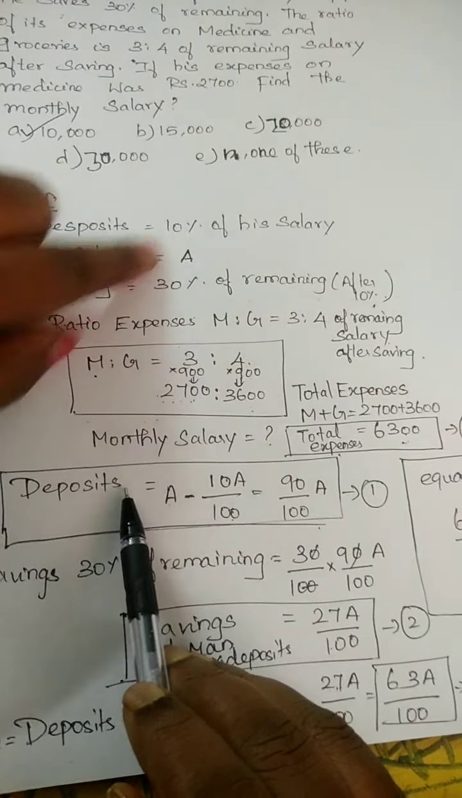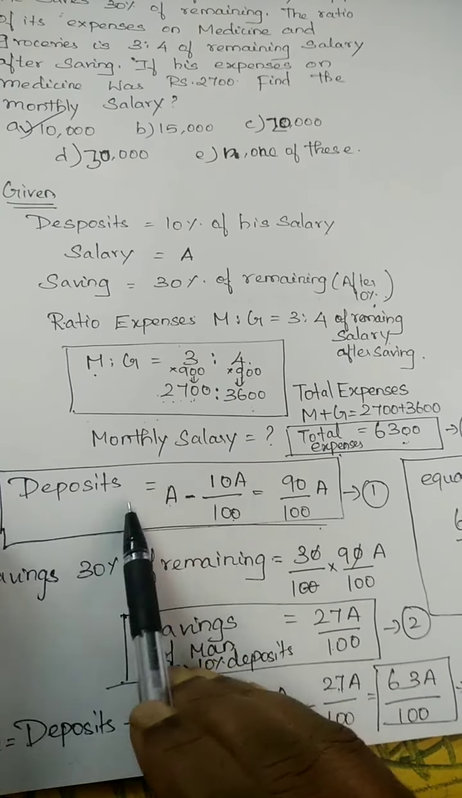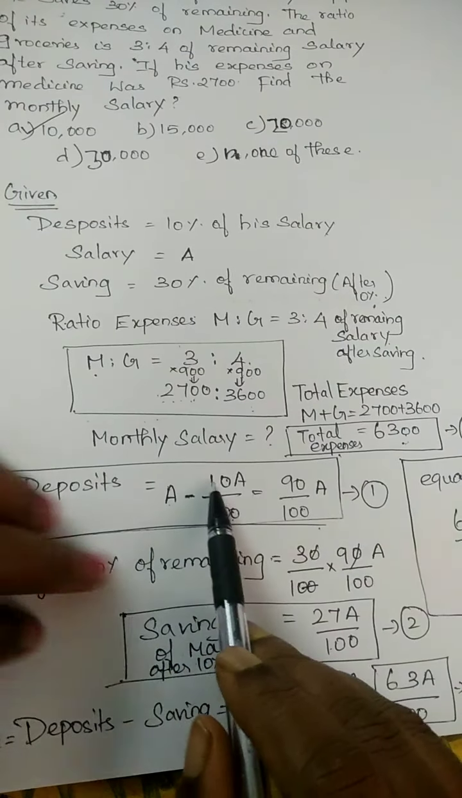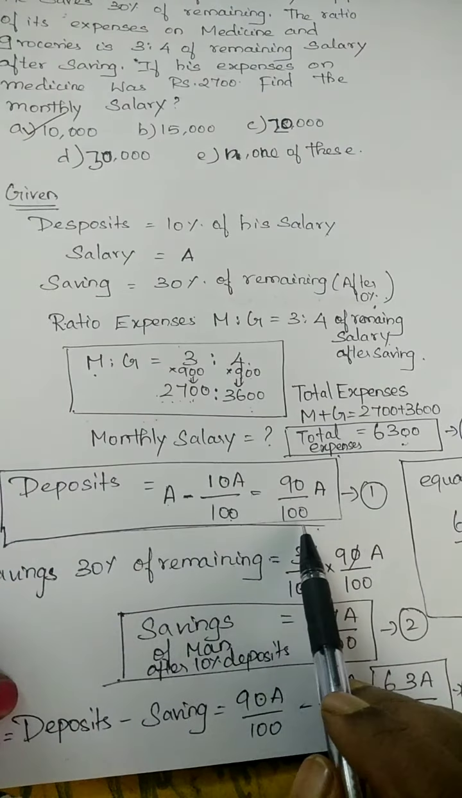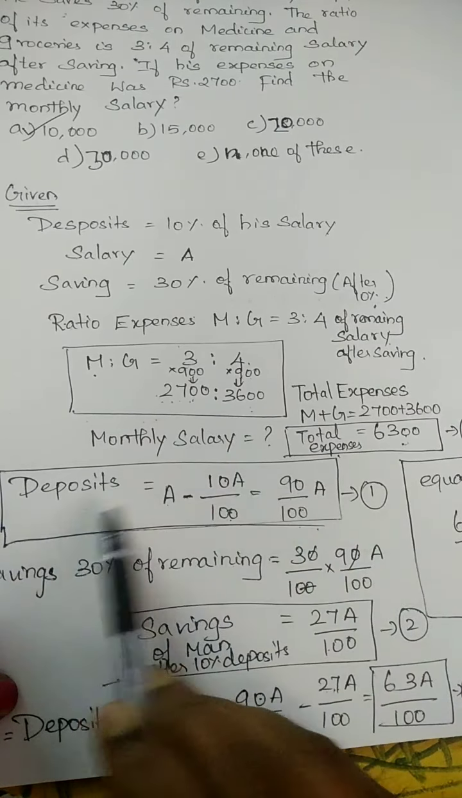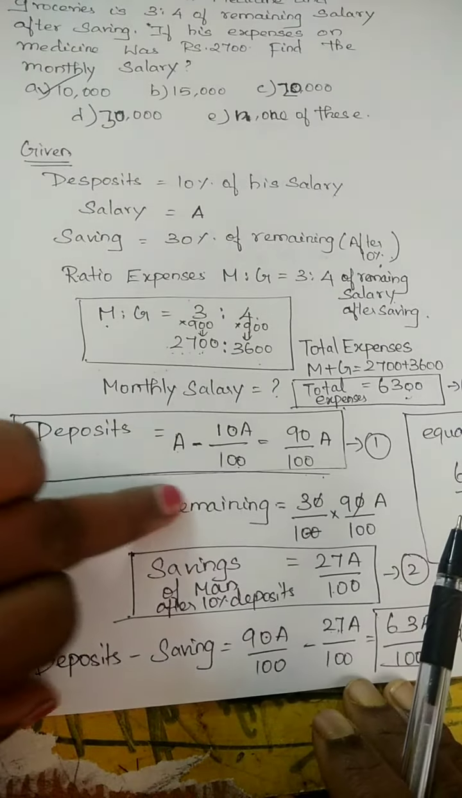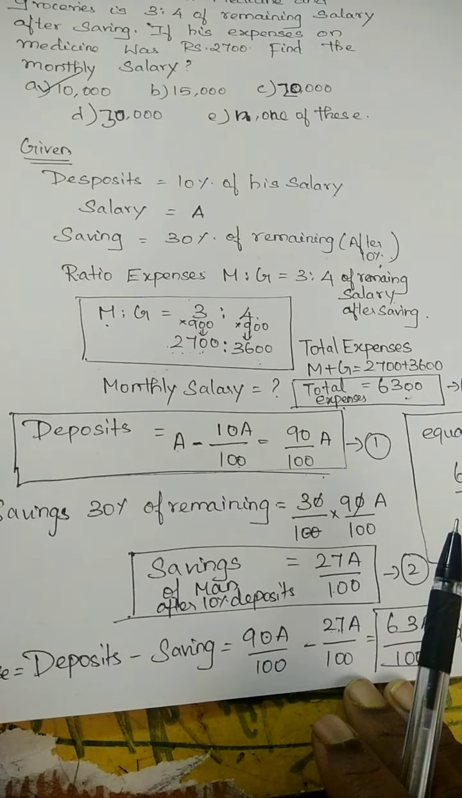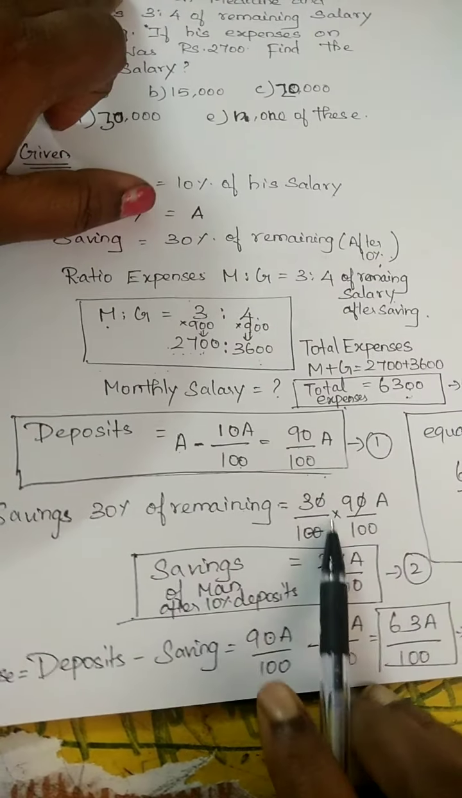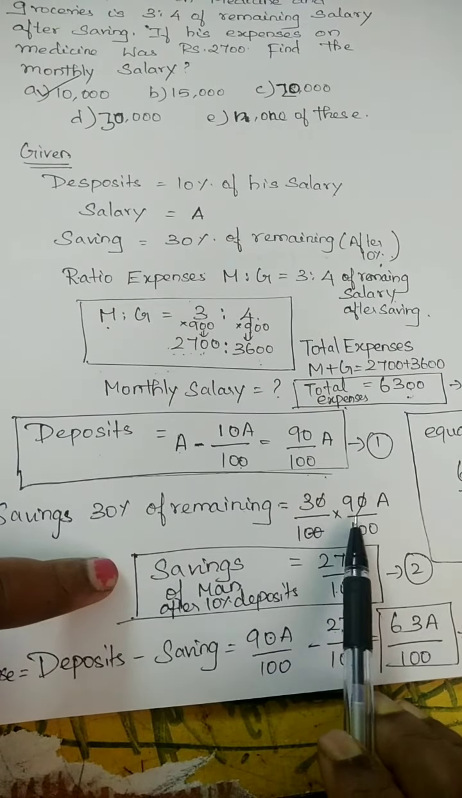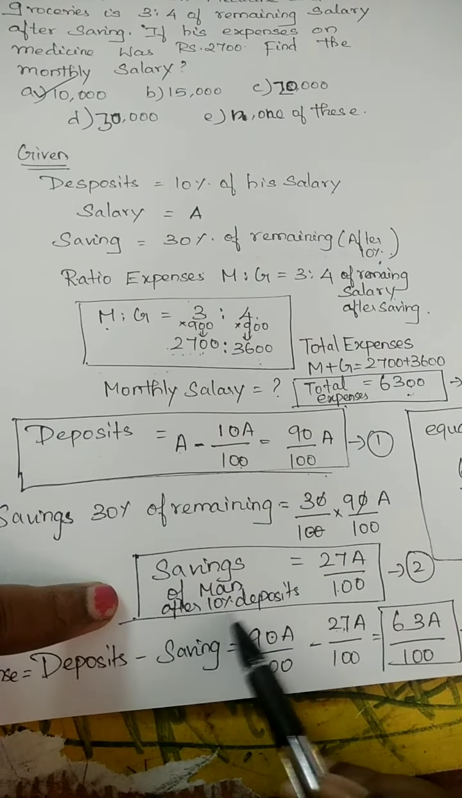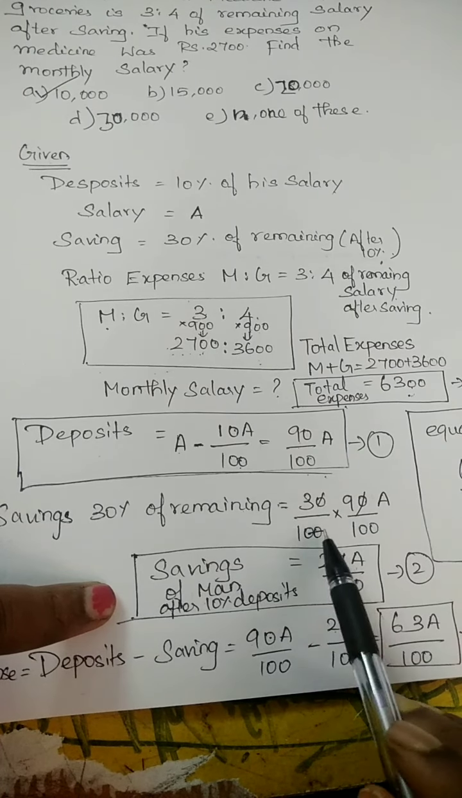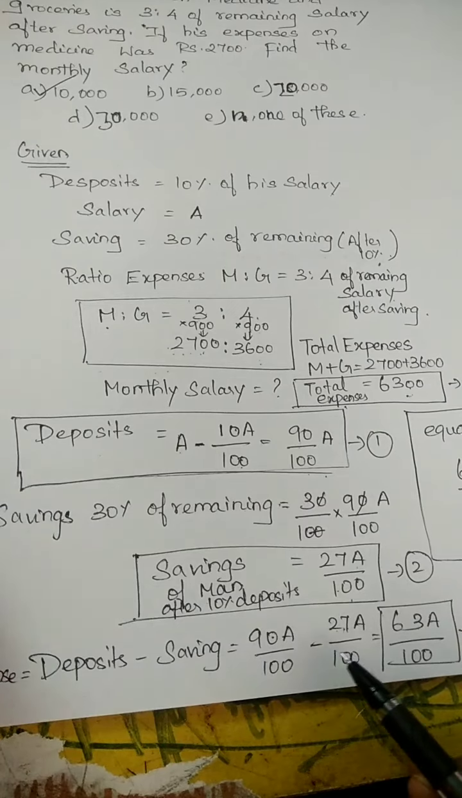So a man deposits 10% of his salary. Let's take salary as A. 10% of salary means 10 divided by 100 into A. Subtract it, we will get 90 by 100 into A. This is the deposit, 1. Savings is 30% of the remaining after the deposit. So after the deposit only, the man makes 30% savings. So 30% means 30 divided by 100, multiplying 90 by 100 into A. The savings of the man after the 10% deposit is 27A by 100, by cancelling these two ones.